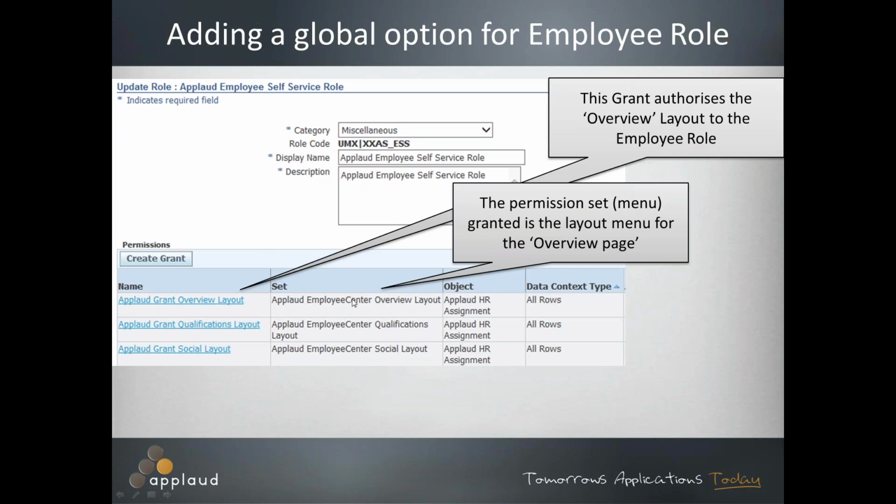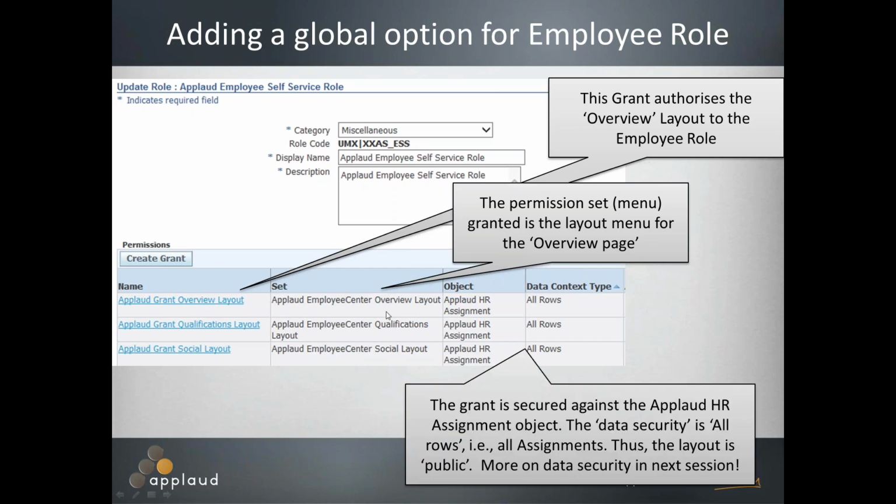So think of this as the menu. This can actually be a menu, it doesn't need to be a permission set. It could be a menu created in the menu screens, but whatever. This is that layout menu. So remember back to the first set of training when we talked about layout menus and the view functions. That's the menu that you set on this grant.